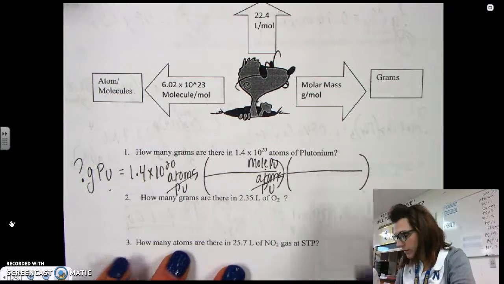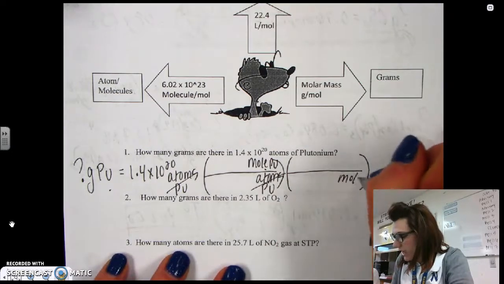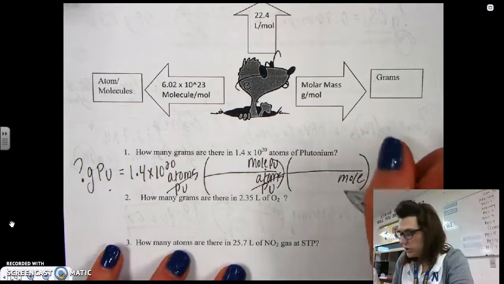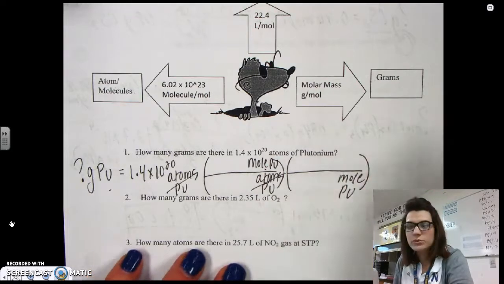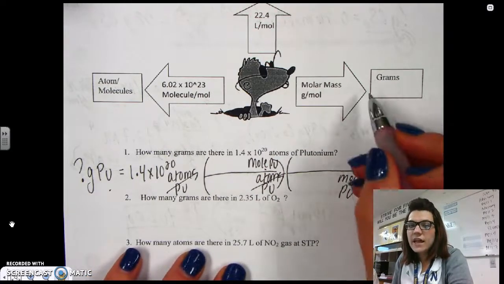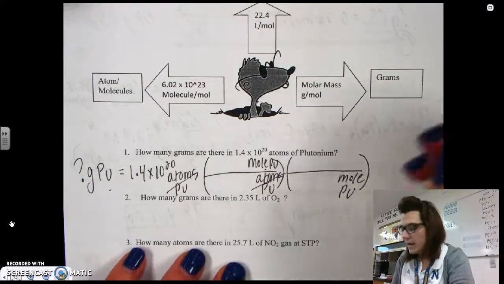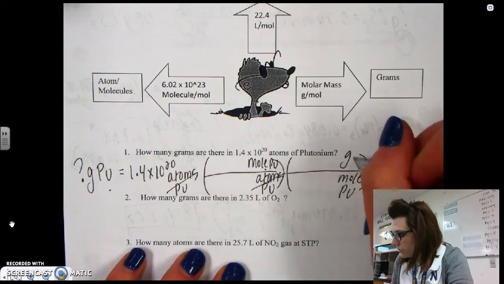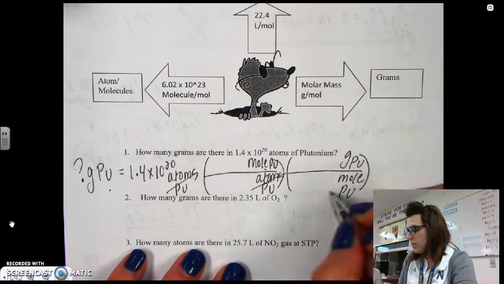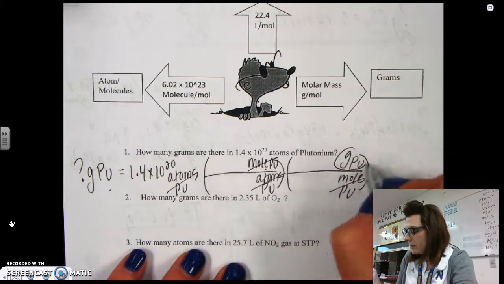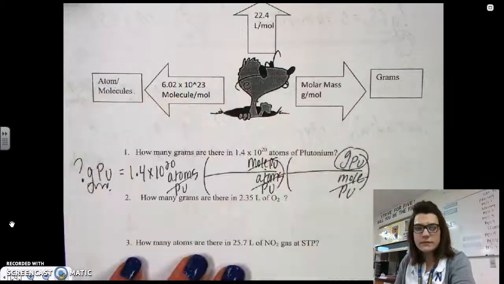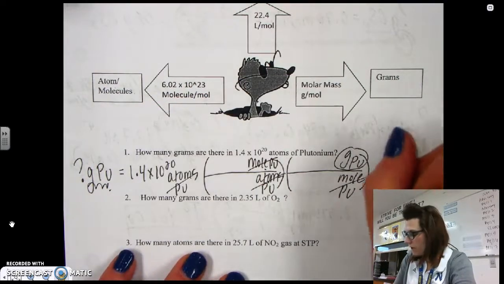So then the bottom of the mole bridge has to go into the denominator of the second conversion. So this is going to be moles of plutonium. And thankfully, I have a direct relationship between moles and grams through molar mass. So grams of plutonium can go in the top. So now moles cancels. I'm left with the unit that I want. So now I can plug my numbers in and solve, okay?